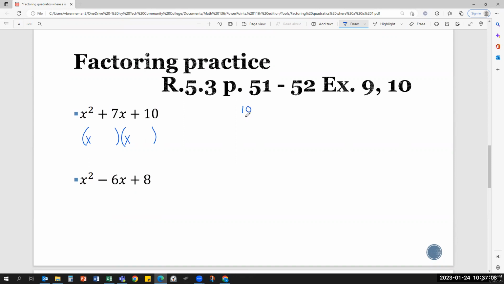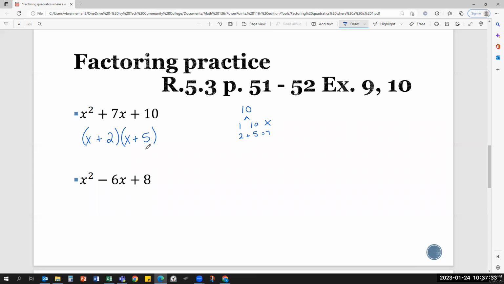And I can start listing factor pairs for 10. So 10 is 1 times 10, 2 times 5, and those are the possibilities. And looking at adding those together, 1 plus 10 is 11, that's no good, but 2 plus 5 is 7, so that works.